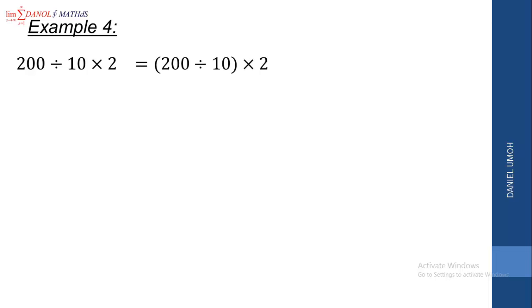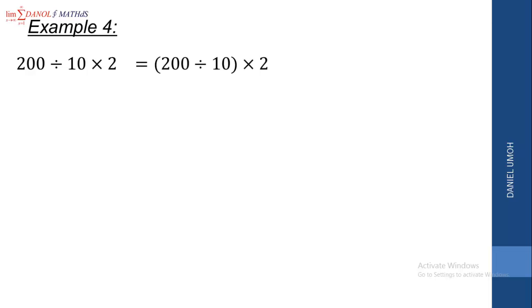Okay, one last example here. Example 4 says 200 divided by 10 times 2. How do you solve this? Because you see, division and multiplication are involved only. So we begin from the left to the right by saying 200 divided by 10.